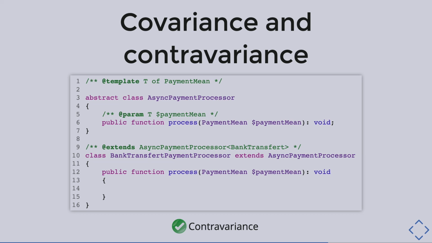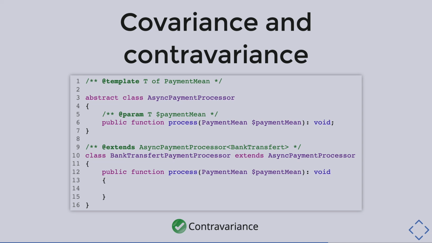So here, I will use a PaymentMean again. By using the @template annotation, I'll define a generic T, which is a PaymentMean. And then in my implementation, I will use the @extends annotation and set my generic as a BankTransfer. So something more specific, because I know that my BankTransferPaymentProcessor will only handle bank transfers.